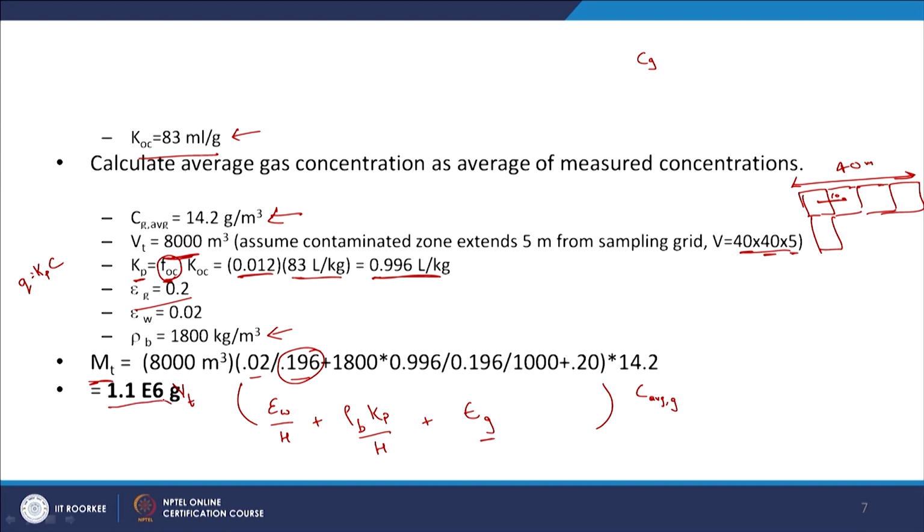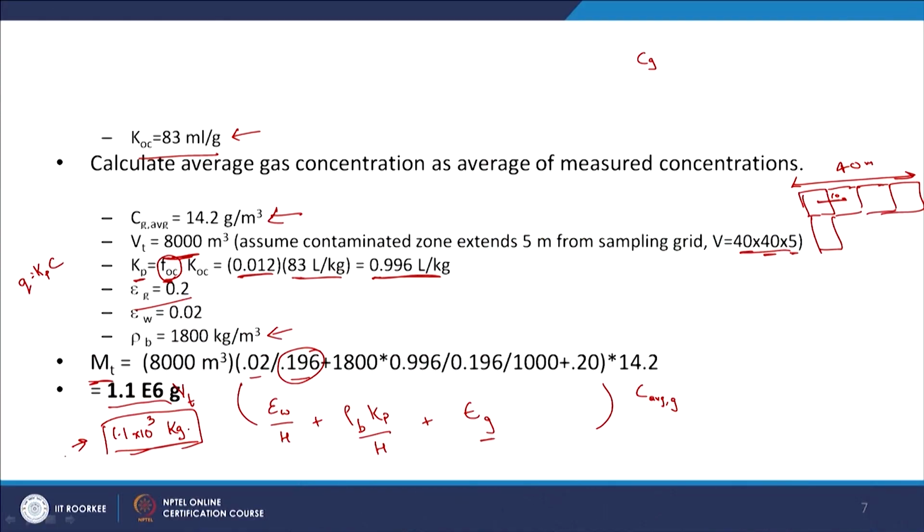We have 1.1 into 10 power 6 grams, or let us just calculate that, so 1.1 into 10 power 3 kg, almost 1 ton of the relevant compound, right. Again this is between the soil, gas and the aqueous phases, right. So, we end up with almost a ton of that particular compound out here, right. So, let us move on, let us see, right.